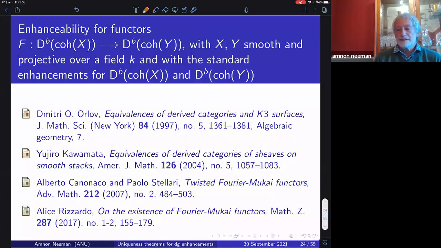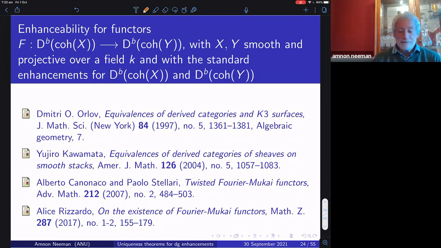It must be enhanceable. In fact, it's a theorem of Toën that a functor from the bounded-derived category of coherent sheaves on X to another is enhanceable if and only if it is a Fourier-Mukai functor. So it tells you that all equivalences of bounded-derived categories of coherent sheaves are enhanceable. So you have all of these negative results I told you about, and then this, in the late 1990s, a result which seems to go the other way.